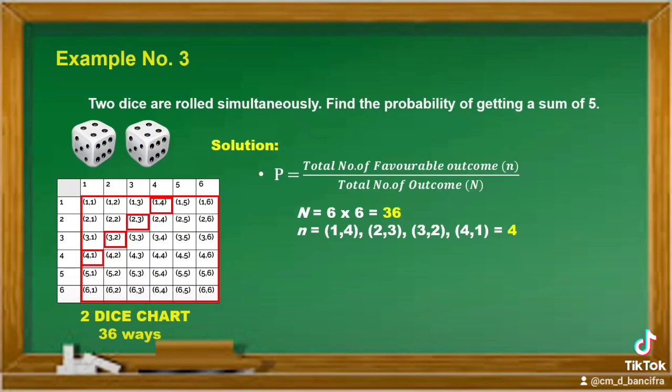So, our favorable outcome is equal to it's either 1, 4, or 2, 3, or 3, 2, or 4, 1. Therefore, meron tayong 4 ways. And substitute lang natin to ulit sa formula. Ang probability na sum of 5 is equal to 4 over 36. In simplifying that, we have 1 over 9.